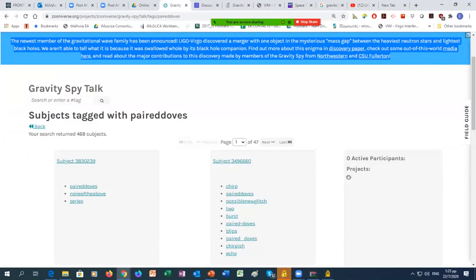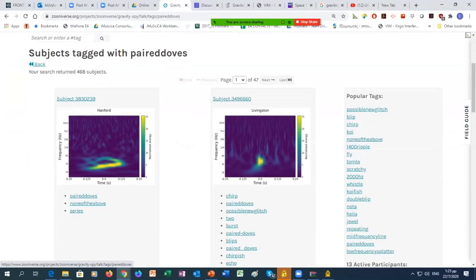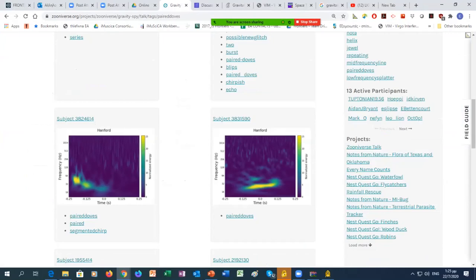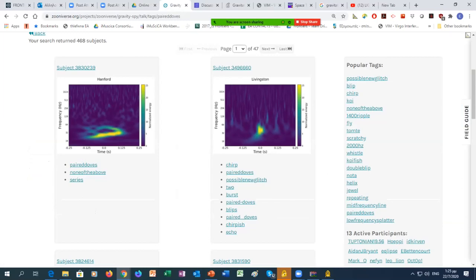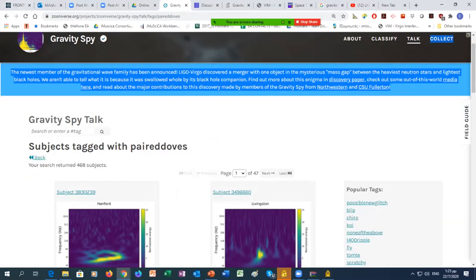They called this, where is paired doves? I think that paired doves is this one. For some reason, someone had a very vivid imagination, and they called this kind of glitch a paired dove. When they did that, they figured out that one of the detector mirrors was actually moving, oscillating at a very low frequency. They hadn't observed it before, the scientists. They corrected it. As far as I know, this specific typology of glitches was there no more after that.